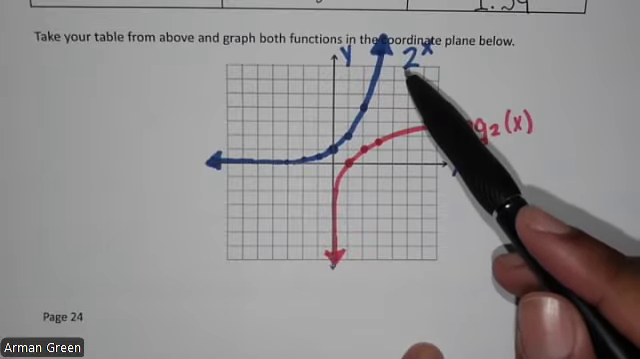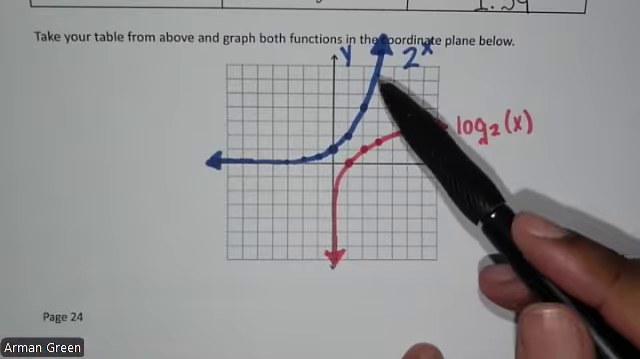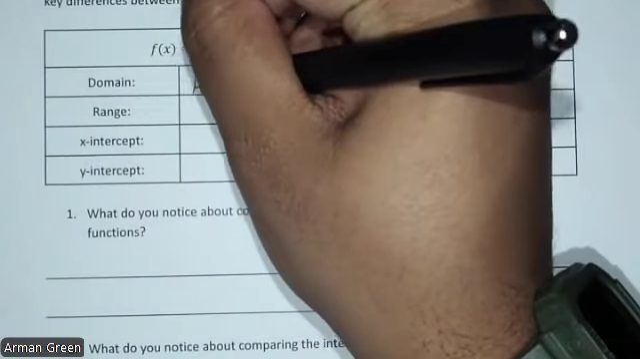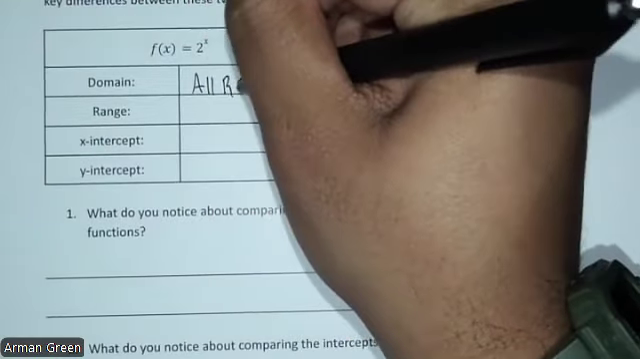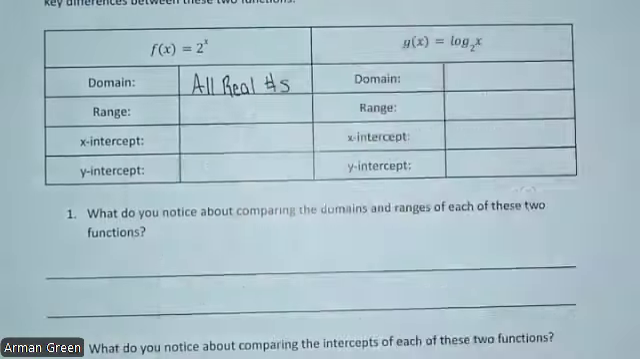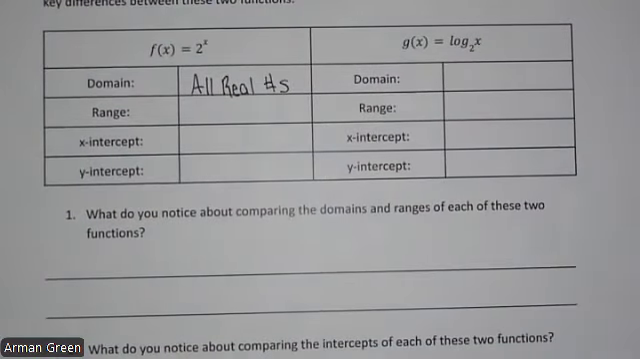We've talked about this for exponential functions. All exponential functions always have the same domain, which is always all real numbers. So that is what we're going to write for our domain. And again, the reason why is that you can plug in any x value that you want into the function. So that's why the domain is all real numbers.